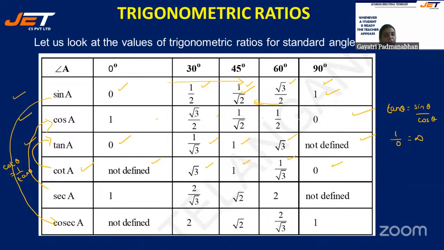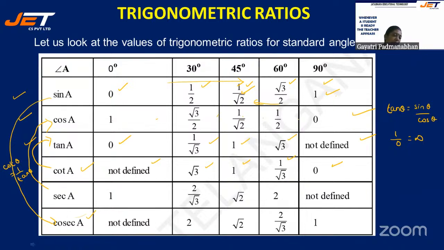So 1 by 1 is 1. 1 by root 3 by 2 is 2 by root 3. 1 by root 2 is root 2. 1 by 2 is 2. 1 by 0 is not defined. Similarly, 1 by sin theta is your cosecant theta. 1 by 0 is not defined. 1 by 2 is 2. 1 by root 2 is root 2. 1 by root 3 by 2 is 2 by root 3. 1 by 1 is 1.